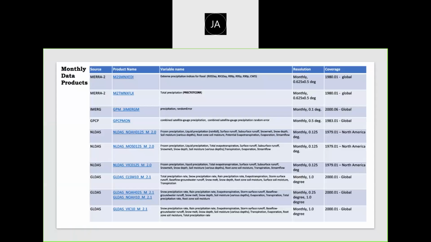This is a table that shows all of the data sets that are the monthly scale. Okay, so this is all monthly data products from the previously mentioned data sets, and all the links in the presentation, which will be available after our talk, are linked to these actual data products. You can get the monthly data variables.